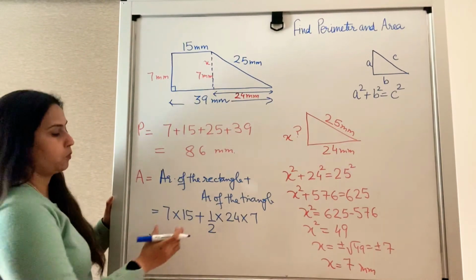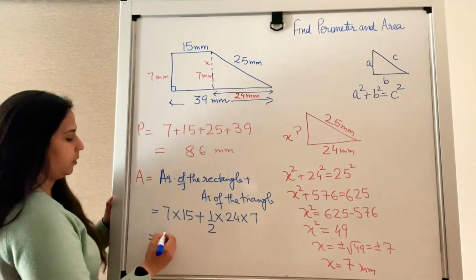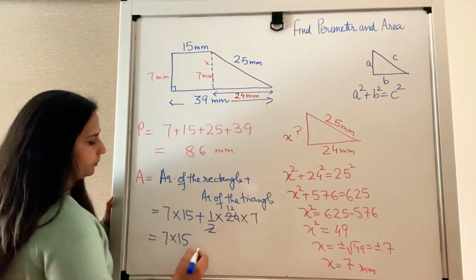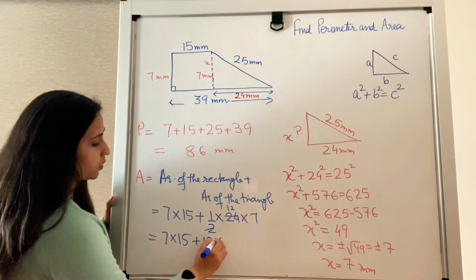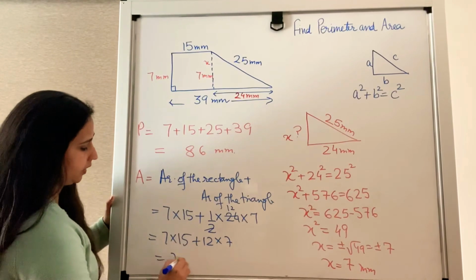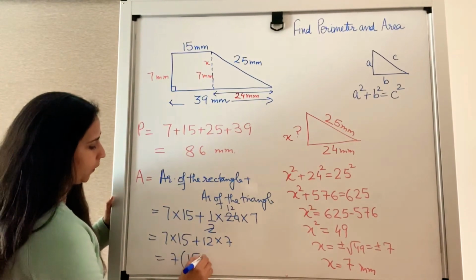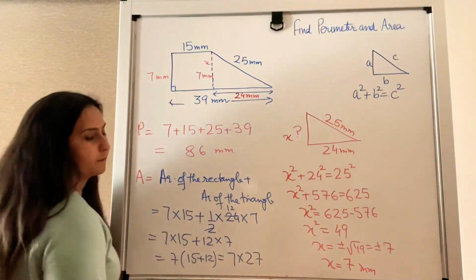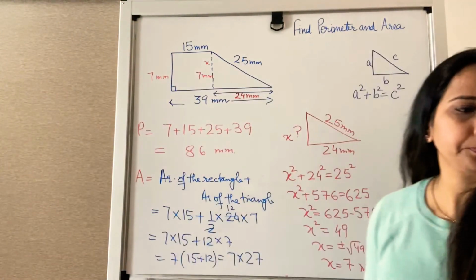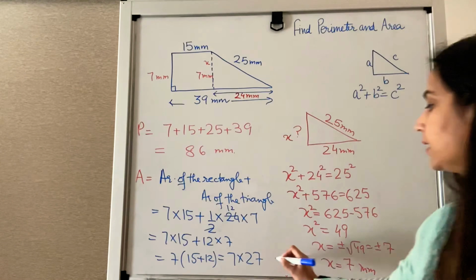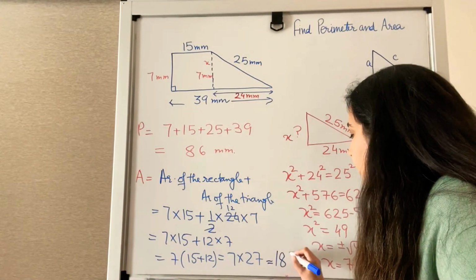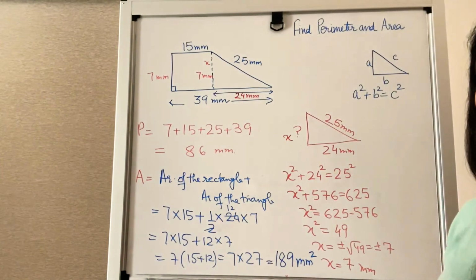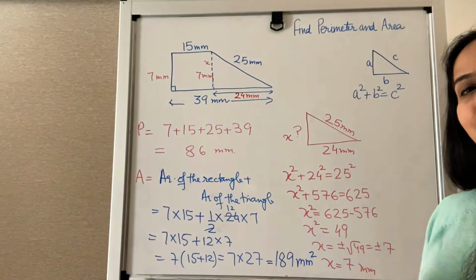Now, up to you if you want to solve each of them separately. But what I'll do, I'll try to make use of the distributive property. 7 is a common thing here. So if you want, you can go with this also, up to you. And you can do this: 7 times 27, and this is 189 millimeters squared. So that's how we can do this question.